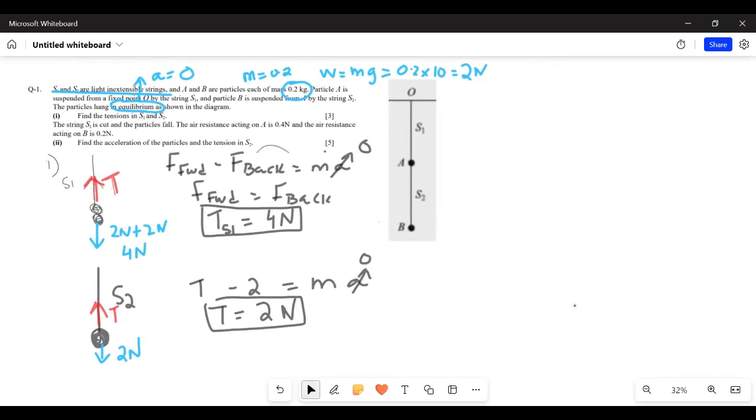This is the working for part 1. Tension is simply equal to the weight that the string is carrying, because acceleration is 0, so forward force equals backward force. S1 is carrying double weights because both the weights are below S1. So the downward force is 4 newtons, and tension in S1 is 4 newtons as well. String S2 is only carrying one weight, which is the weight of B. So tension in string S2 is going to be 2 newtons.